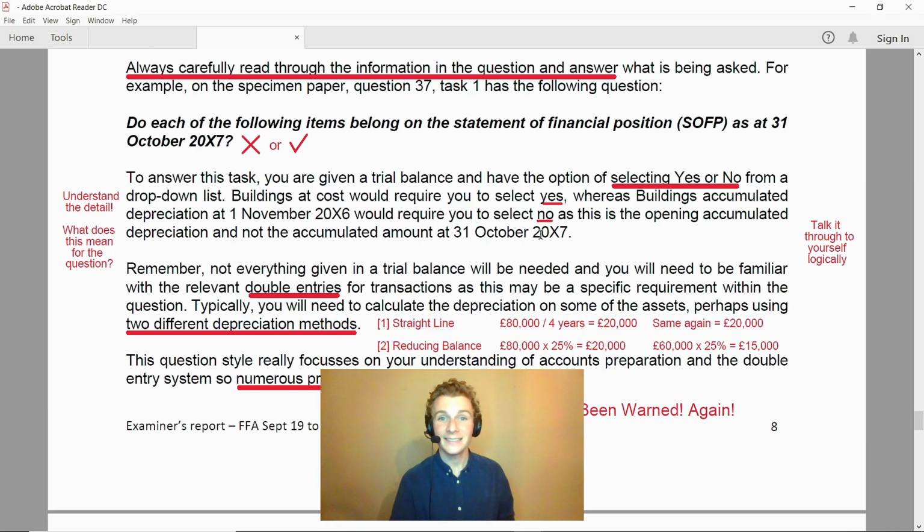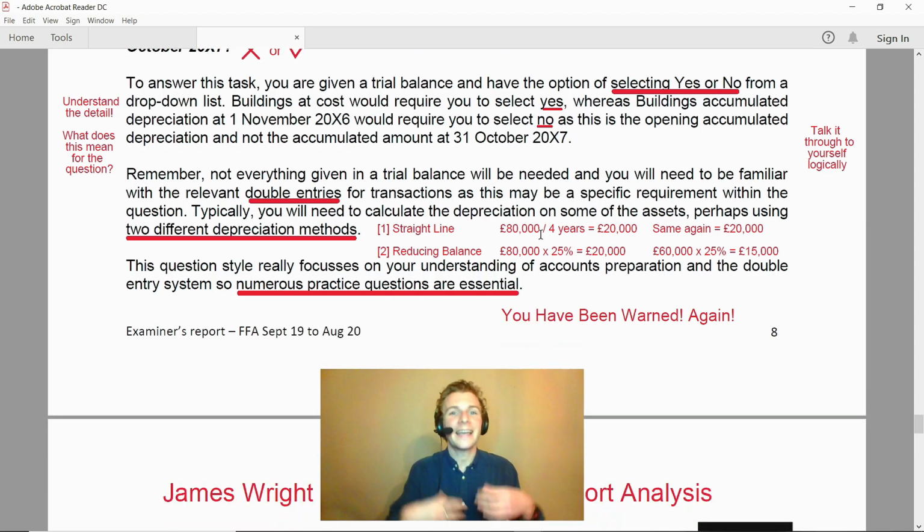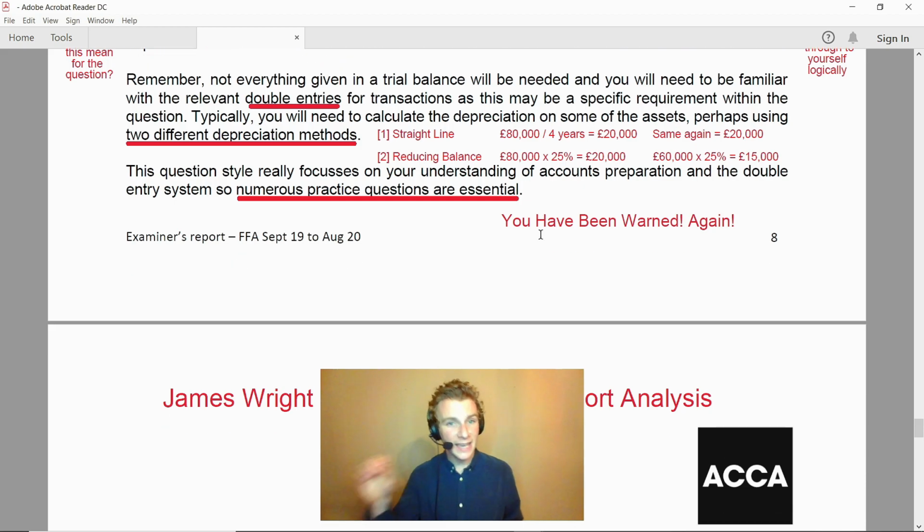So we've got an example on here as to where the key areas are that the external examiner is trying to point out to you, that going away from this video you need to be having a look at. So, do each of the following items belong to the statement of financial position as at the 31st of October 2007? In other words, yes or no as we go through. So you've got to be selecting yes or no from it, understanding the detail going through it. What does it mean was the key thing. Ask yourself, talk yourself through, and just think about it logically from a balance sheet, income statement perspective, single entity company. So we've got some reminders on here from the external examiner of key topic areas.